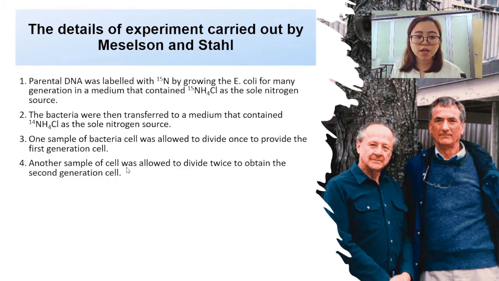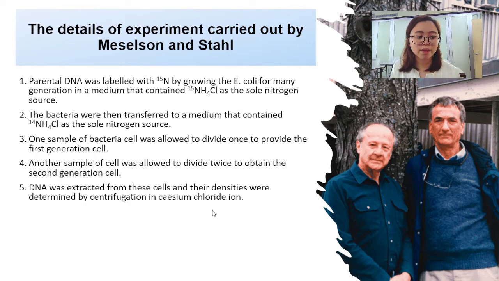Another sample of cell was allowed to divide twice in order to obtain the second generation of cell. So diorang ada dua batch lah. First batch itu lepas satu generasi dia hasilkan first generation of bacteria. Diorang ambil sudah untuk buat analisis. The second batch kasih biar dulu, biar dia sampai second generation, baru diorang ambil dan analyze. That is what these points mean.